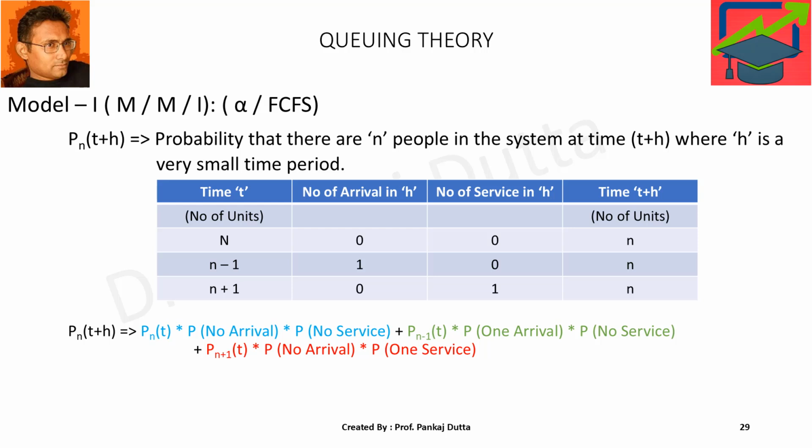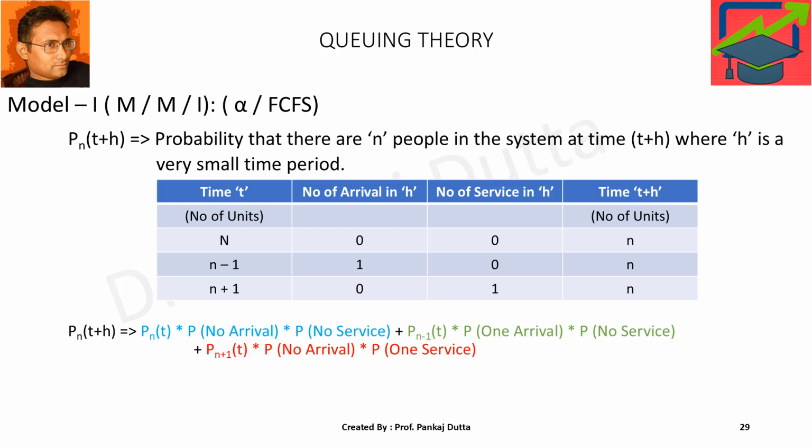The first part on the right hand side, shown in blue, gives the product of 3 things: probability of n people in time t, probability of no arrival in time h, and probability of no service in time h. The second part, shown in green, shows the product of probability of n minus 1 people in time t, probability of 1 arrival in time h, and probability of no service in time h.